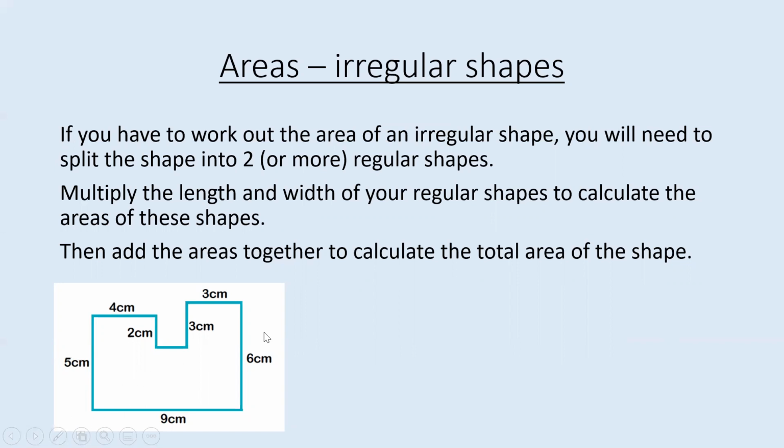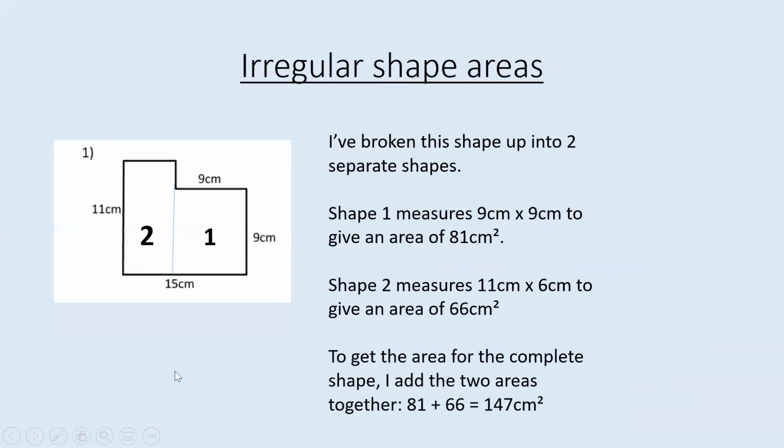And the reason why that's needed is because if we look at this shape here, we have one length which is 6 centimeters and one length which is 9 centimeters, but they're not equal lengths all the way around. The width of this shape on this side is not the same sized width on this side. So that's why the shapes have to be split up into regular shapes. Use multiplication to calculate the area of those shapes, and then add them together to get a total area for the whole of the shape. So we're just going to show that in context here.